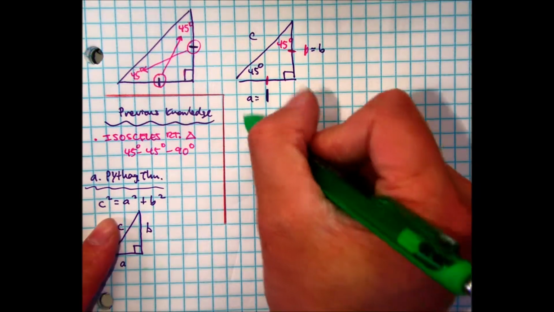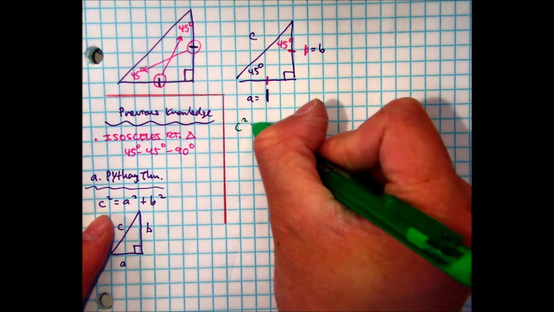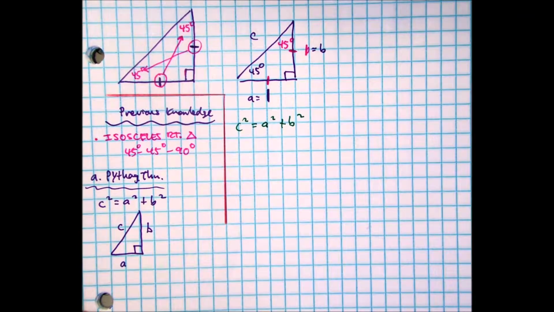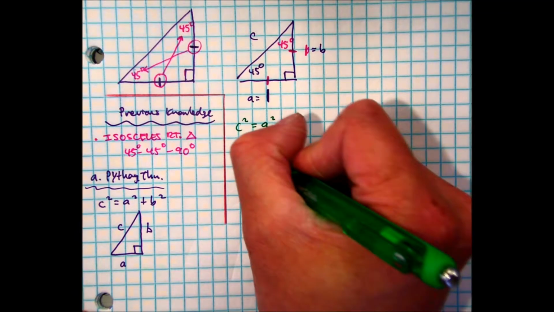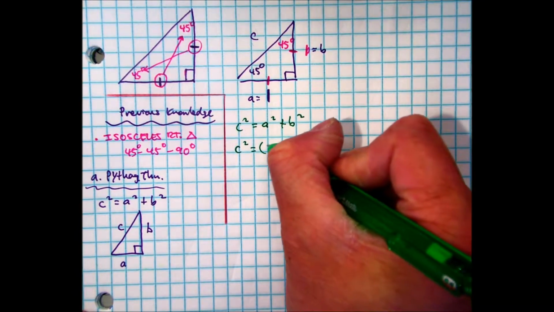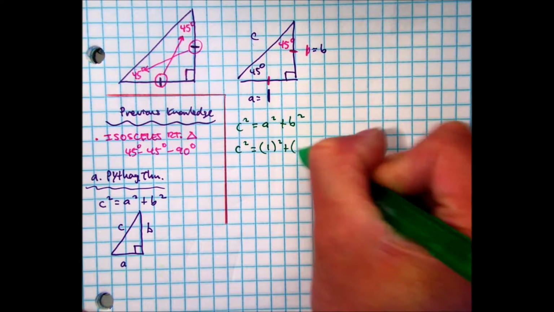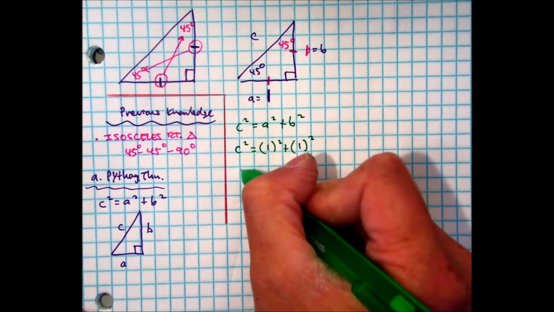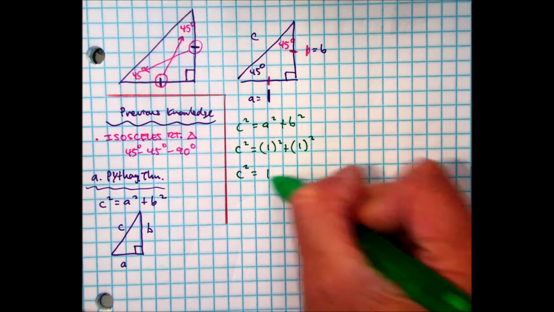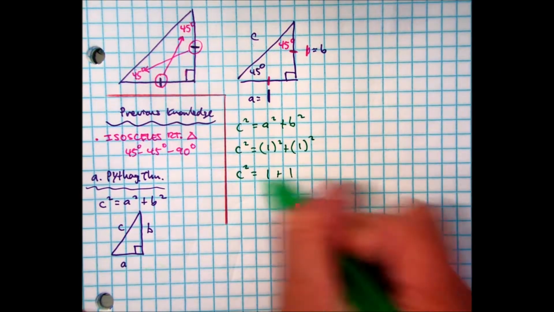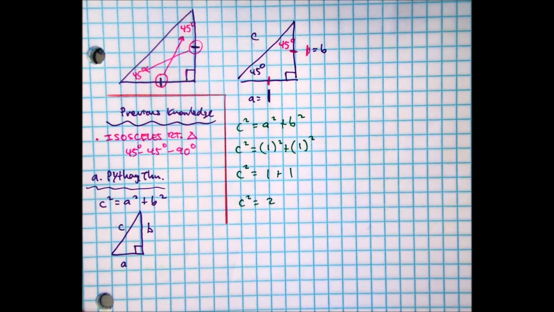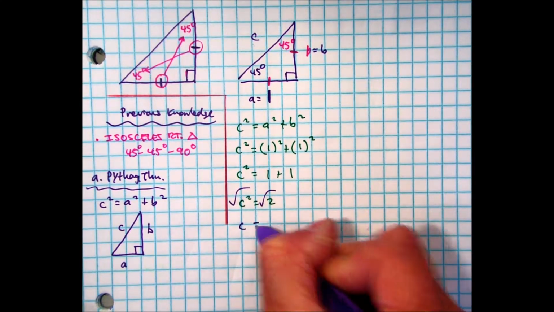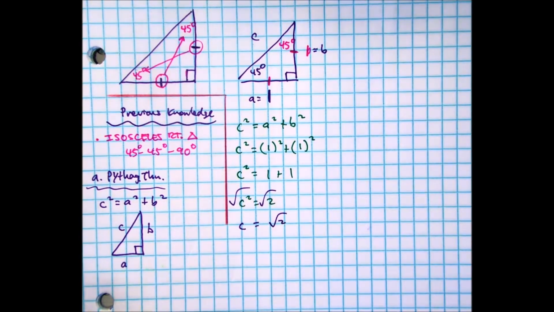I'm going to write down the Pythagorean Theorem, and I did write it in this order for a specific reason for other theorems later on. The C value I don't have. My A value? B value? Class, 1 squared? 1 squared? 1 plus 1. If I take the square root of both sides, I have c equals radical 2.